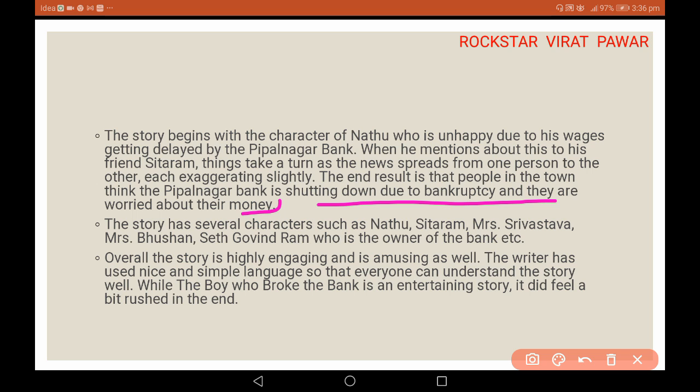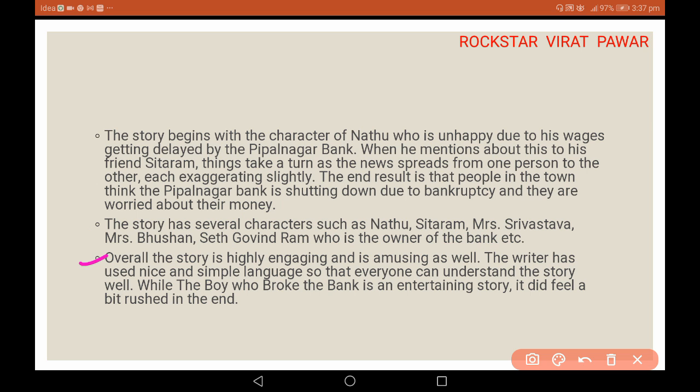The story has several characters like Nathu, Sitaram, Mrs. Srivastava, Mrs. Bhushan, and Seth Govindaram, who is the owner of the bank. Overall, the story is highly engaging and amusing as well. The writer has used nice and simple language so that everyone can understand the story well.